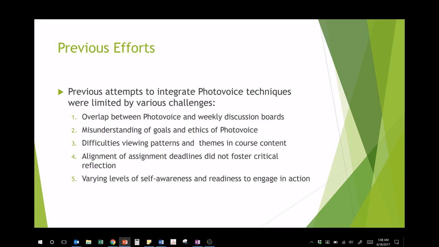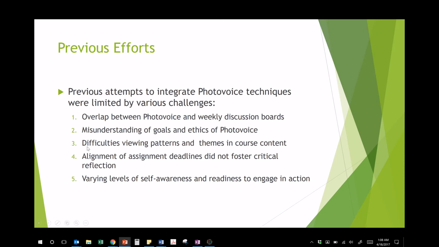Previous efforts to do this within this classroom were met by some challenges, mainly because there was a weekly discussion board on top of the Photovoice journal. There was some confusion and overlap about the goals of those two assignments. There was also student confusion about the general goals and ethics of Photovoice. For example, students taking photographs of things that they found online versus items in the world around them, or students taking photographs of people who had not given their consent to be photographed.